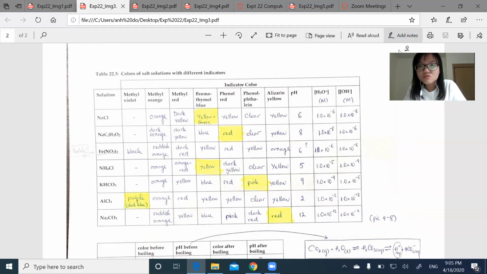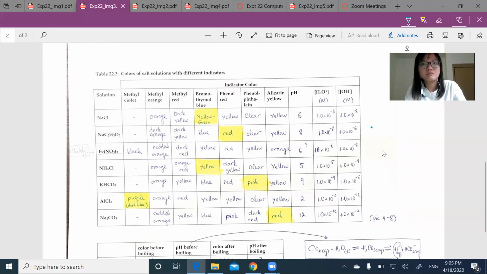Add notes. Can I write something? Oh, that doesn't help. Okay, so it doesn't help, guys. Okay, hold on. Let me try because I don't want to leave you guys clueless of what you should be doing.